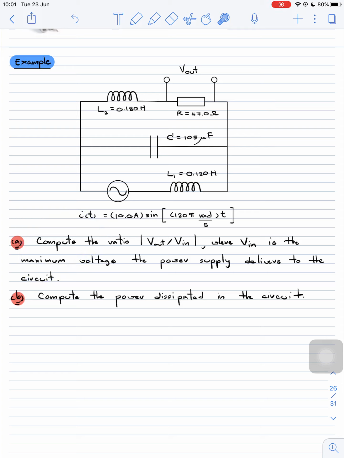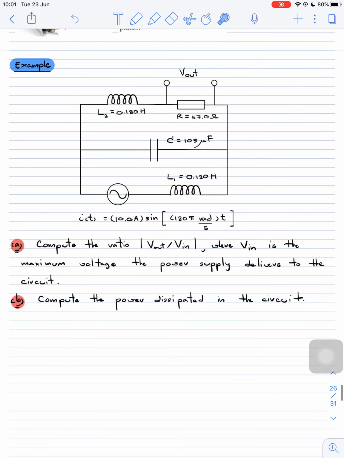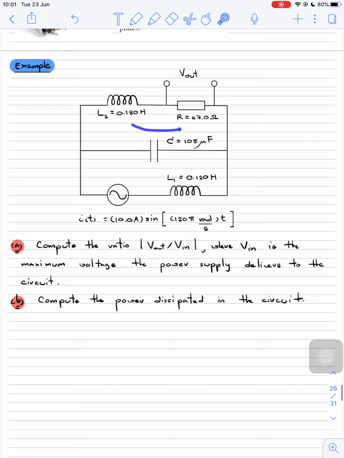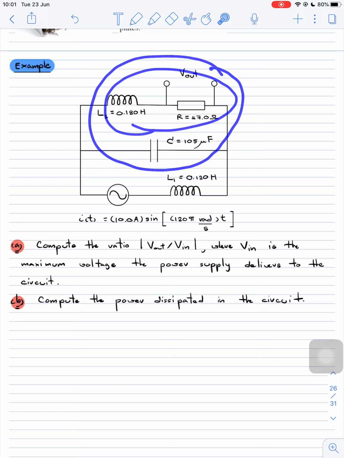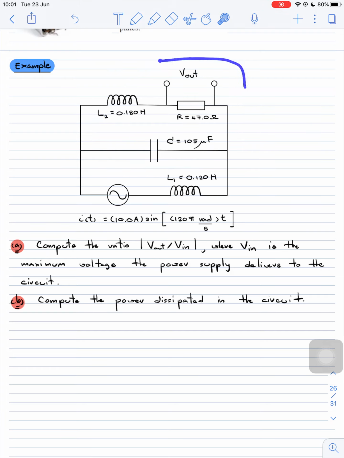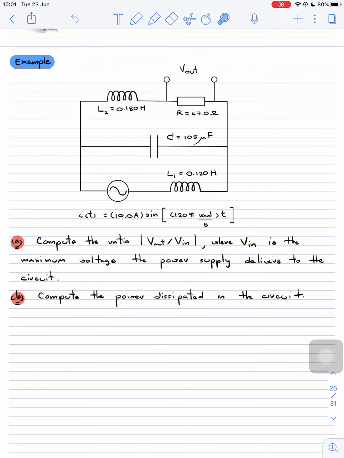To get V out over V in, we are trying to link V out to this branch first, and then this branch will be combined with another branch to be the whole thing here, and then we combine the whole thing with L1, and finally we can link V out to V in. That's the idea of how we can work on this.